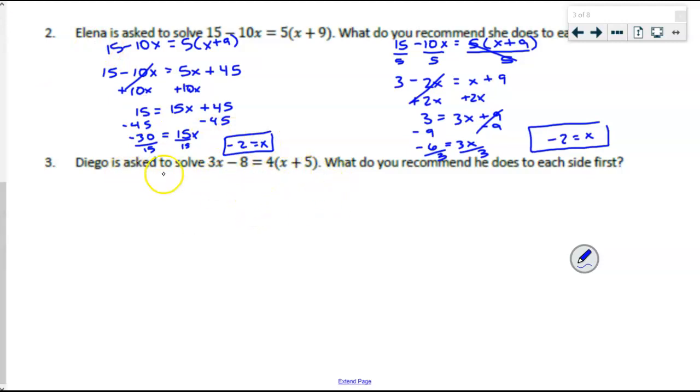So I want you to finish this one up for homework. If you've already done it, great. Solve it any way you want to, probably by distributing. We're going to end the video here and continue this lesson on another one.